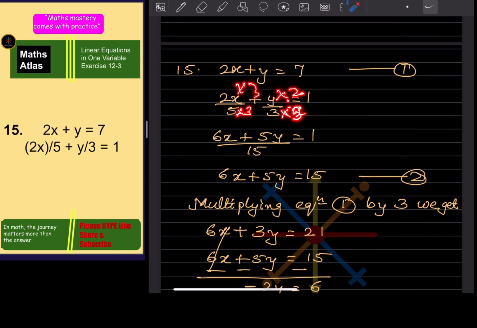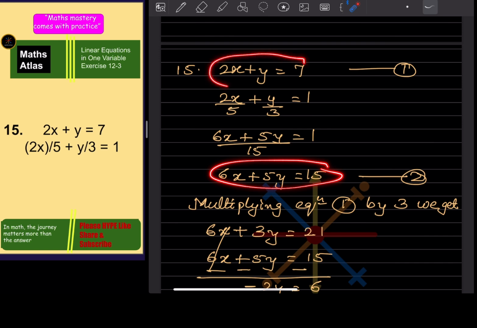Sorry, this will be multiplied by 5 because this is 5. So this is going to be 6x plus 5y divided by 15 is 1. So 6x plus 5y, this is going to be 15. Now see here, this is equation number 1 and this is equation number 2. So now you've got the same pattern.